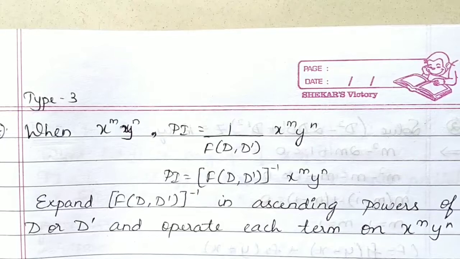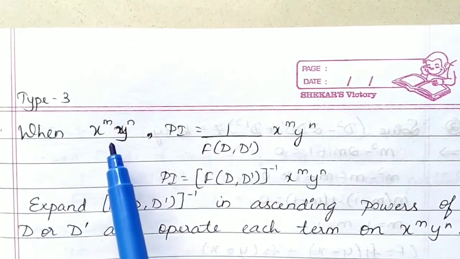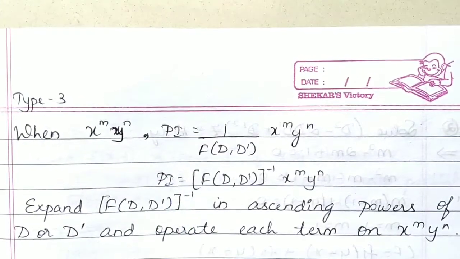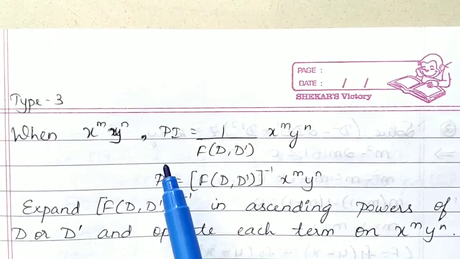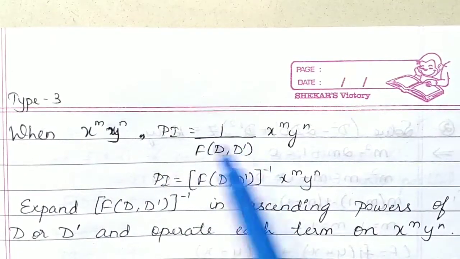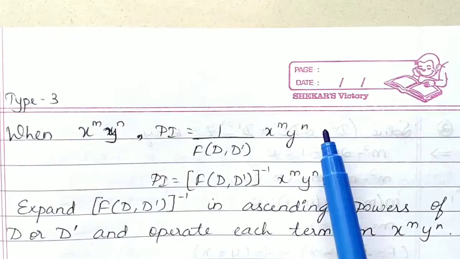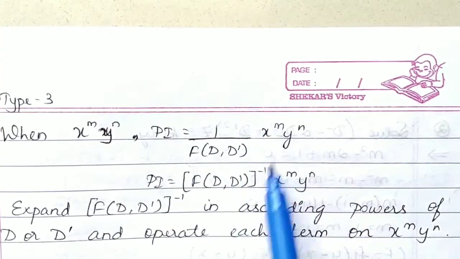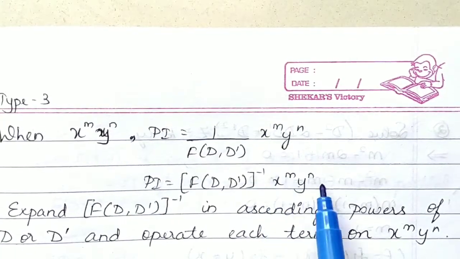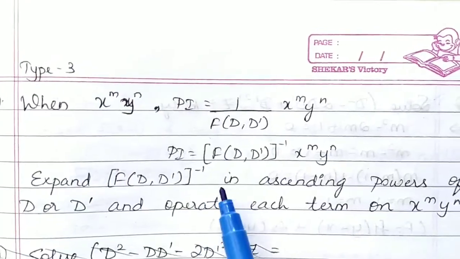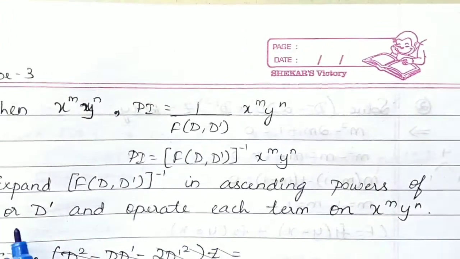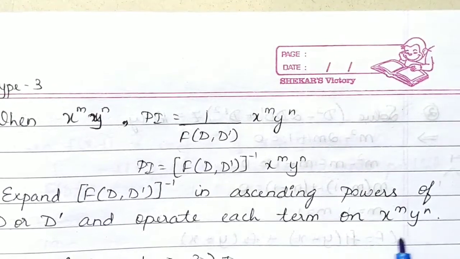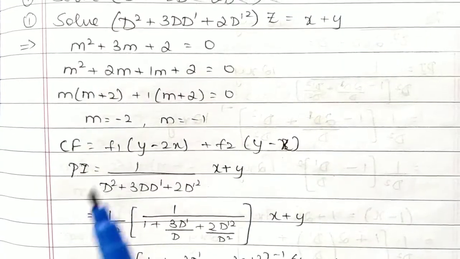After trigonometry we have type 3, when x to the power of m and y to the power of n are on the right hand side, like x plus y, x square plus y square, like that. Then the particular integral formula is 1 by the left hand side function into your question. The procedure is that the denominator has to be shifted to the numerator, to the power of minus 1, and you have to expand this in ascending powers of D or D dash and operate each term on x to the power of m into y to the power of n.